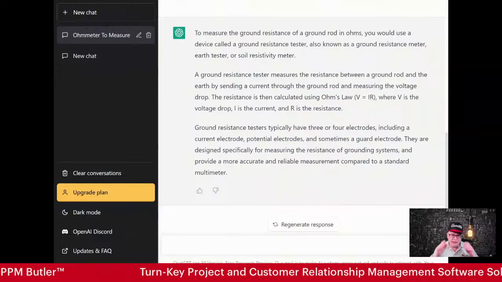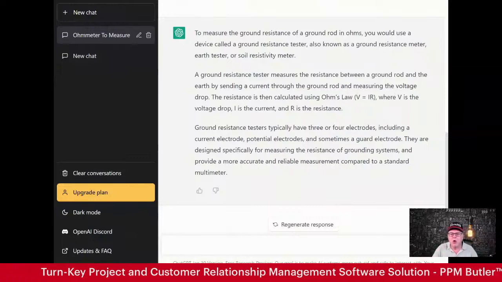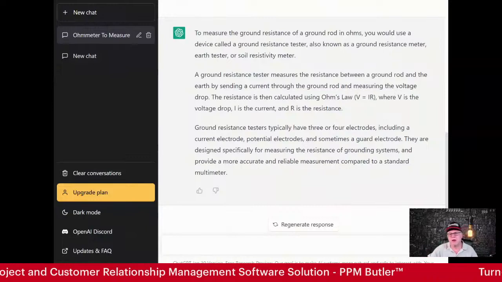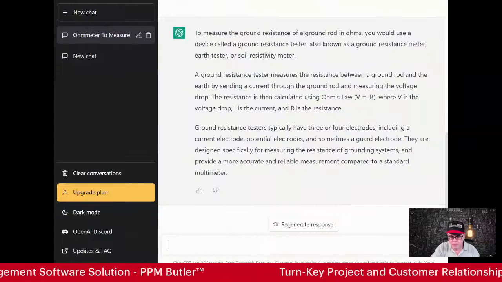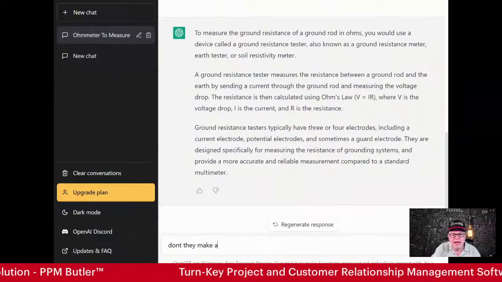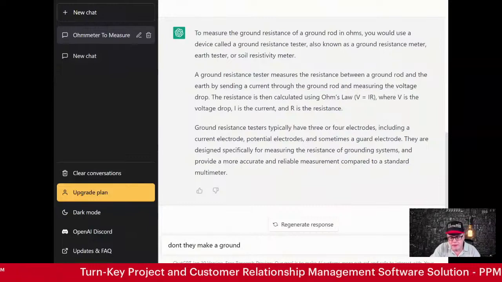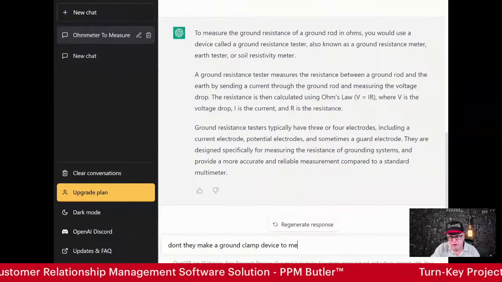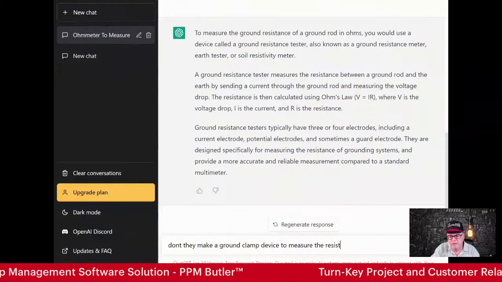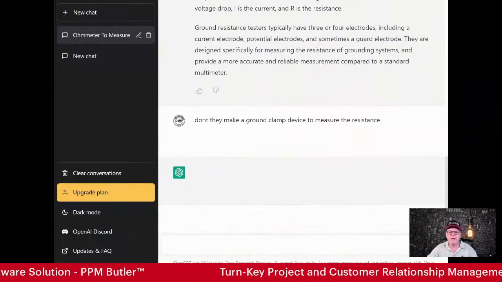But here's the neat thing about this AI technology. We could even expand on that question, okay? And so I might say, don't they make a ground clamp device to measure the resistance? And see what she comes up with.